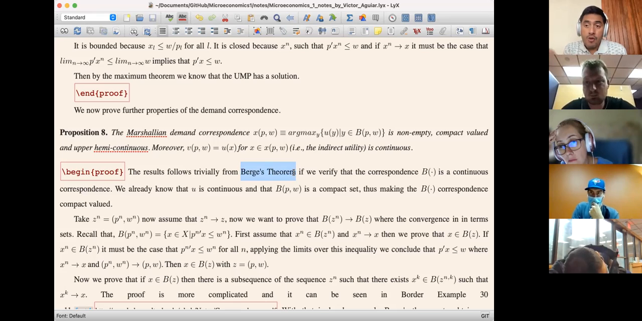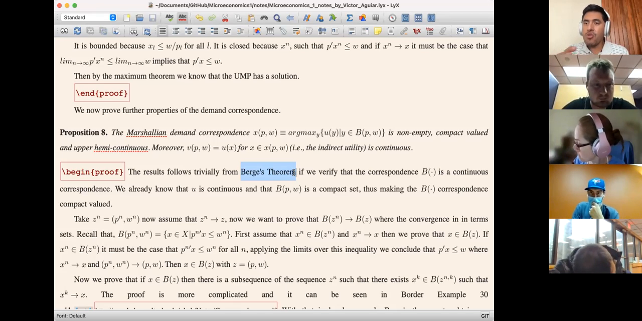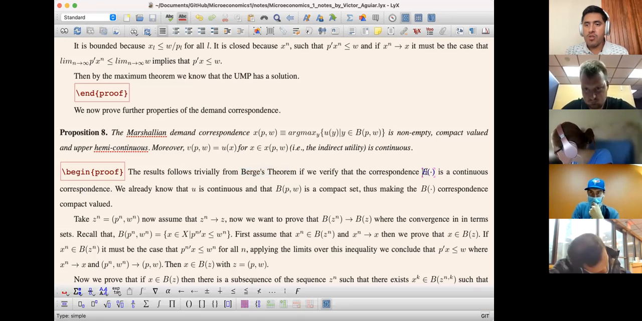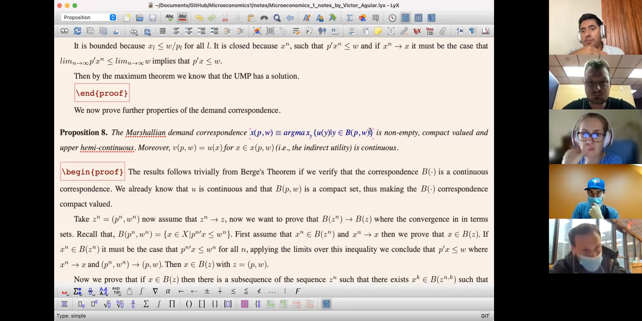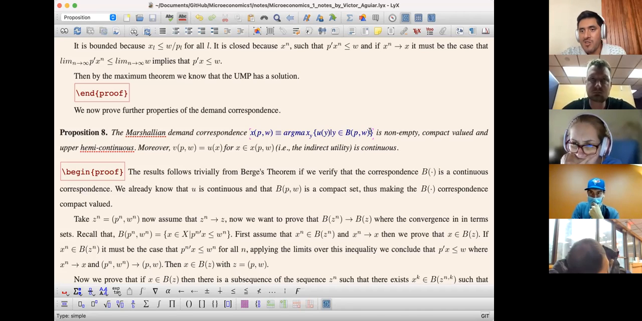Now, because P and W are changing, I have to think instead of the budget constraint, I have to think of the budget correspondence. I already introduced the budget correspondence in the previous class, in fact. The budget correspondence is nothing else than this object here. For every P and W, I'm giving you the budget constraint, right? So what is the image of the budget correspondence? Fix a P, fix a W, and it gives me the budget constraint. As I move P and W, it gives me the new budget constraint, right? So this is the budget correspondence.